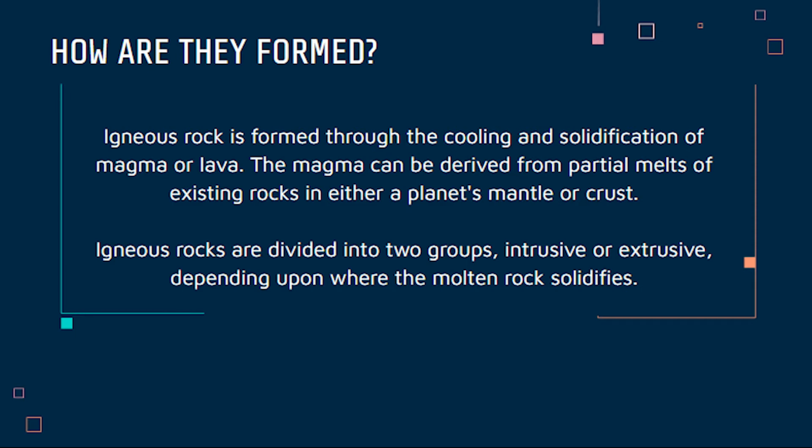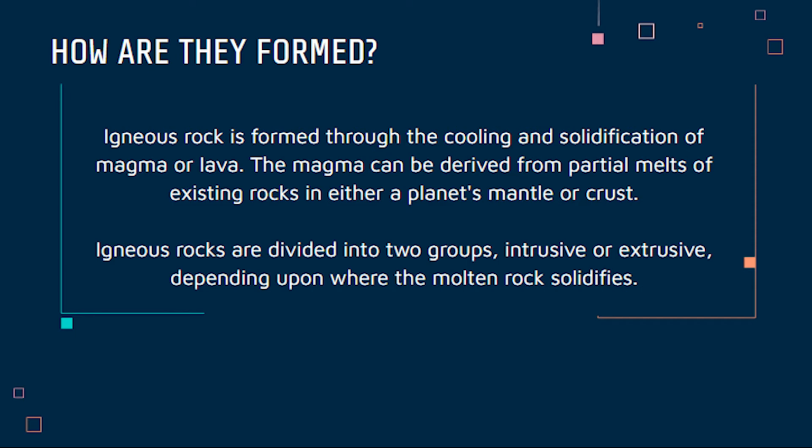And basically this is how the rocks are formed. So when magma is cooled and solidified, we have igneous rocks. Can melting occur again? Yes. Cools and solidifies, and it keeps on going.